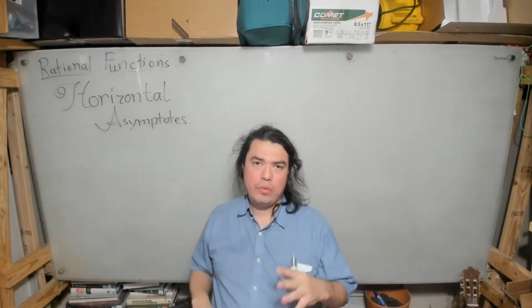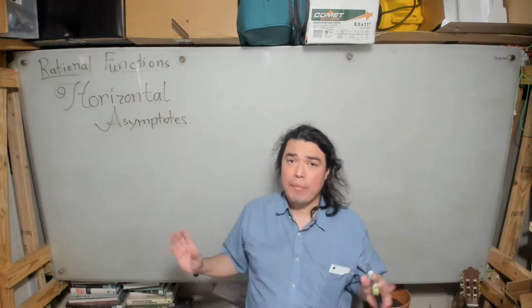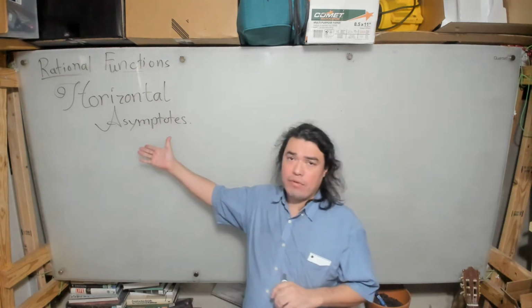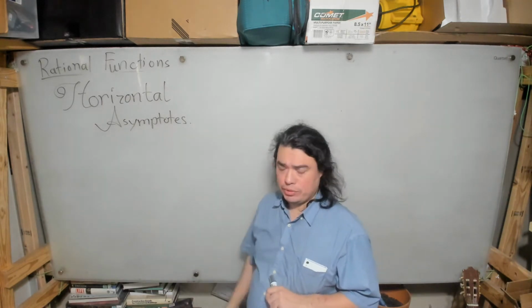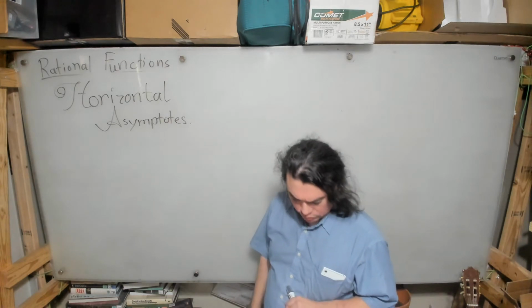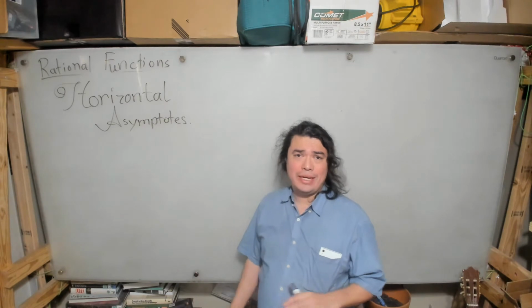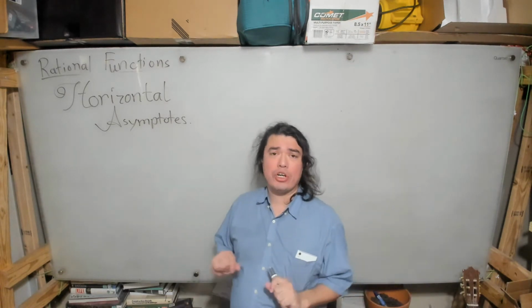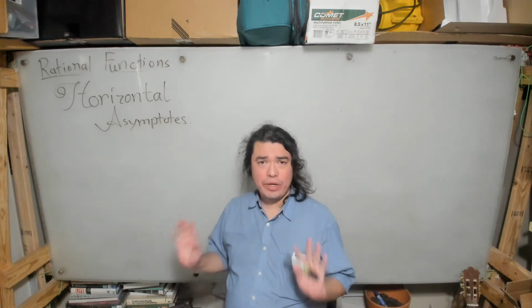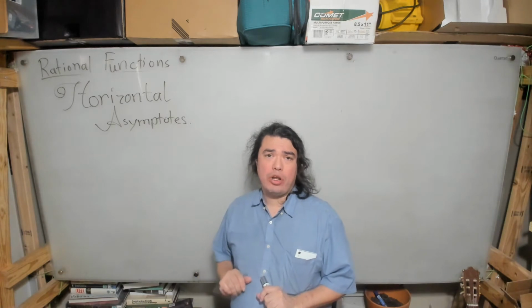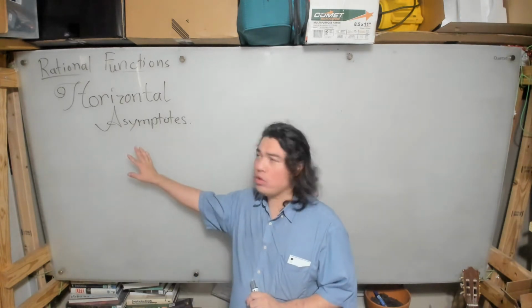So now we're going to talk about something that we haven't talked about before, and this is the idea of horizontal asymptotes. Okay? So far in our discussion of rational functions, we have talked about the existence of these mysterious things called vertical asymptotes, and I gave you just a brief idea about what they're going to look like. But now we're going to talk about horizontal asymptotes.